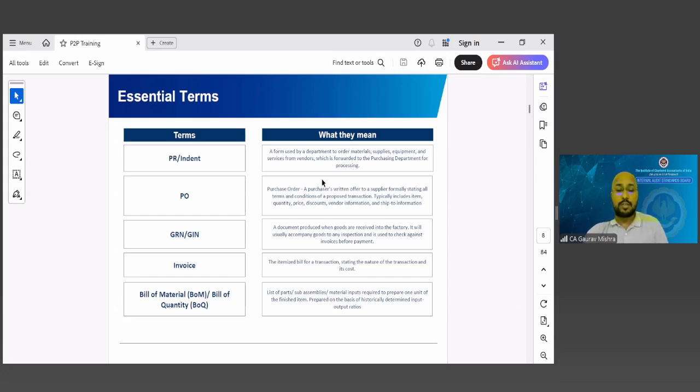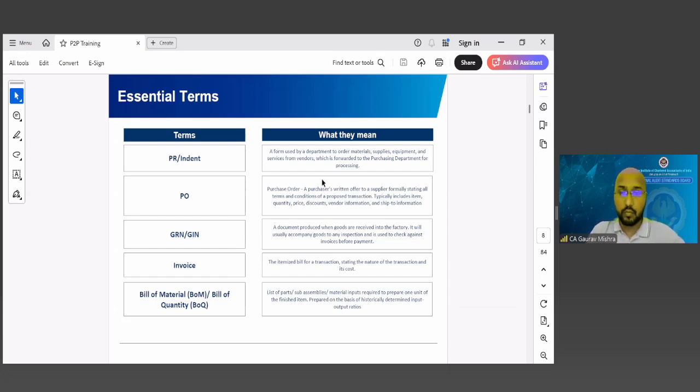Now coming to the part of GRN, goods receipt note. These are a few of the terminologies. Goods received note is also called GIN, goods inward note. Because in the system, each and every step is linked with certain documents, or you can say certain activity. Whenever you do any transaction, in the backend an accounting entry as well as its documents are generated.